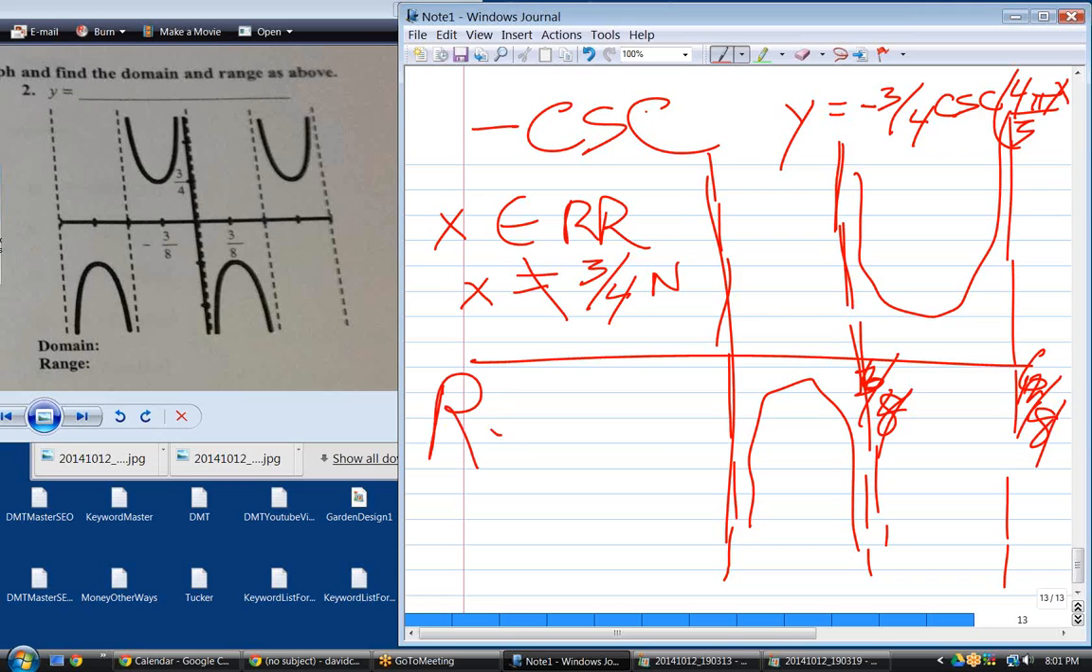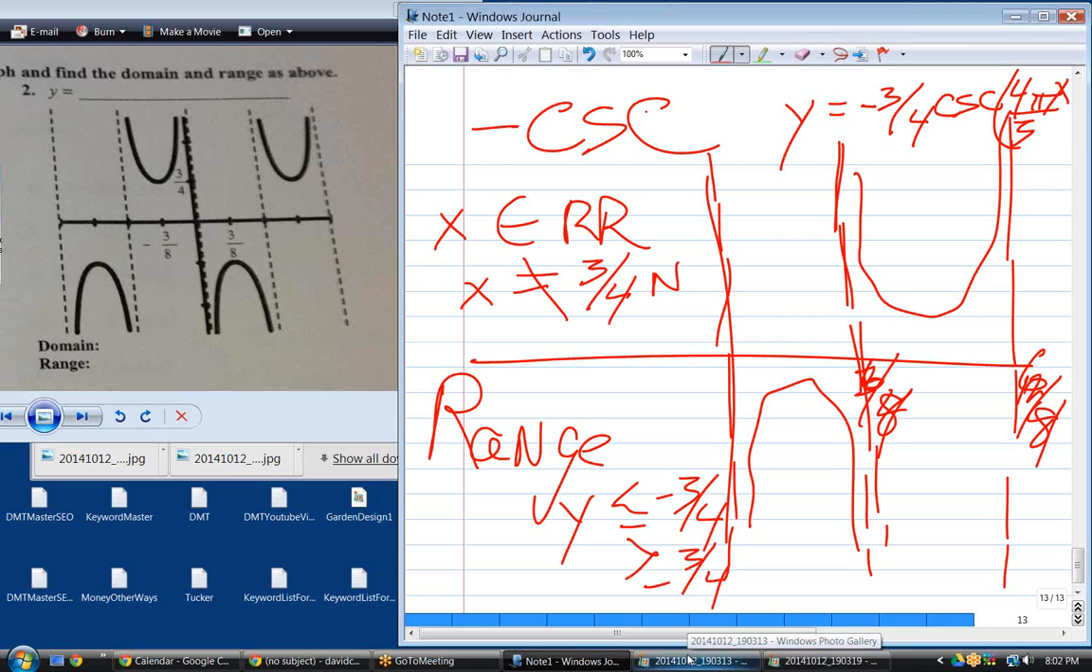And finally, the range. Y is less than or equal to negative 3/4 and y is greater than or equal to positive 3/4. All right. And that's that.